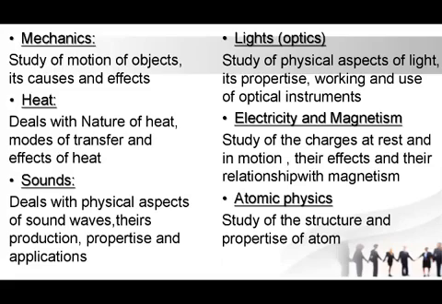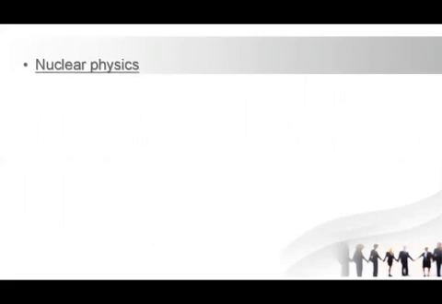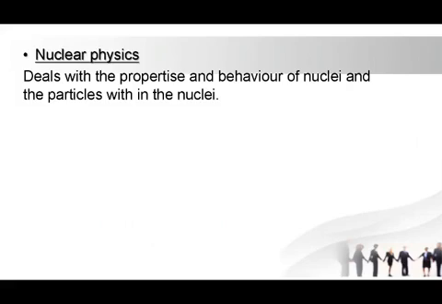You know that atom is made up of smaller particles, electrons, which revolve around the nucleus. The nucleus, which consists of proton and neutron, carries positive charge. So that branch of physics in which we study structure of atom and properties of atom is called atomic physics. Nuclear physics deals with the properties and behavior of nuclei and the particles within the nuclei. So electrons are not involved. You purely study the nucleus. You study what is inside the nucleus. You study properties of nucleus.